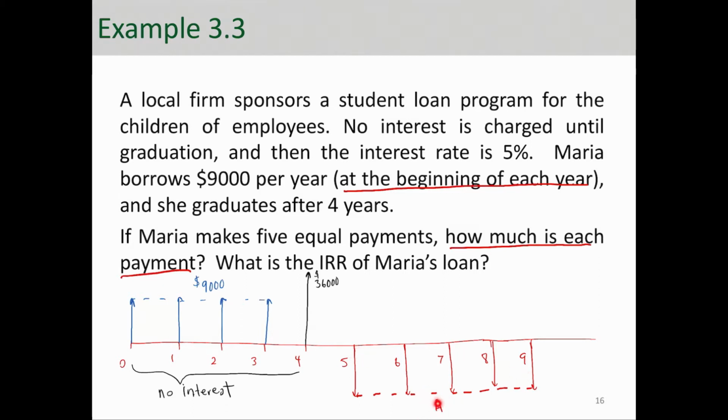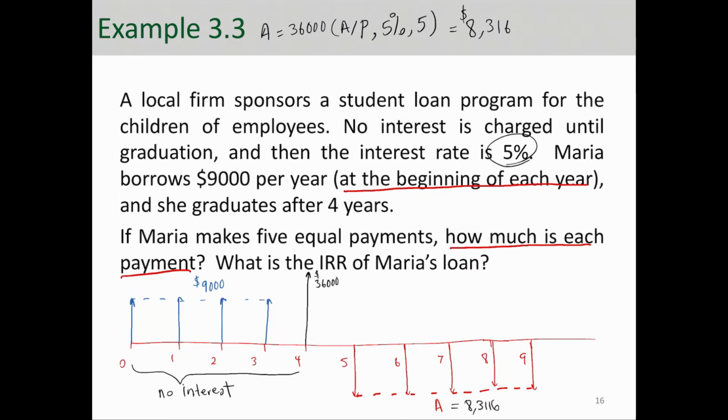How do we calculate A here? Well, A is equal to $36,000 times A given P, right? We're looking for A, we have the P. The interest rate during those 5 years here is 5%, so 5% and 5 years. So that A is $8,316 if you calculate that. So we have the A.